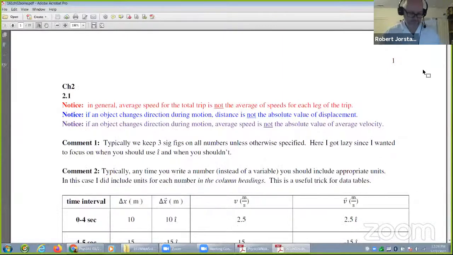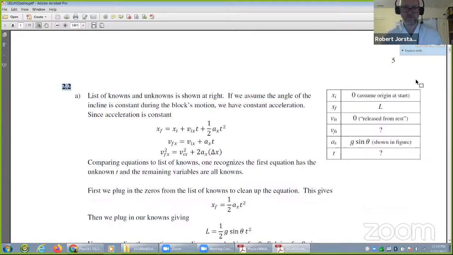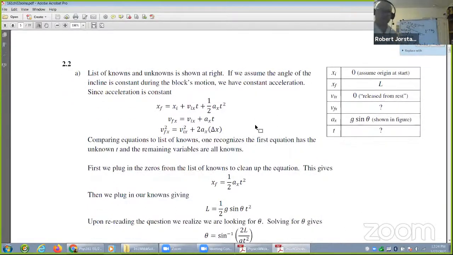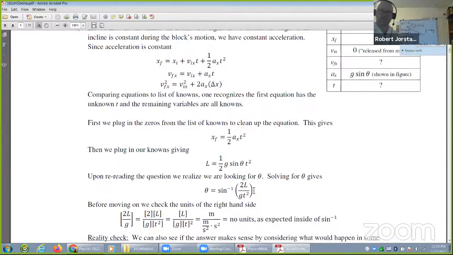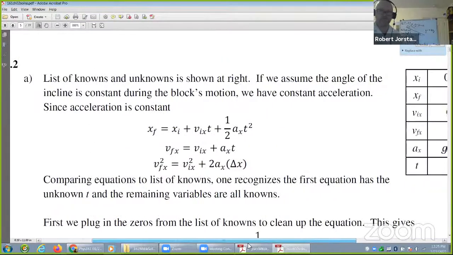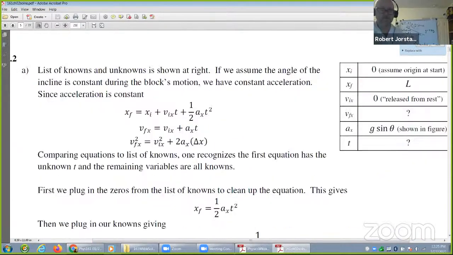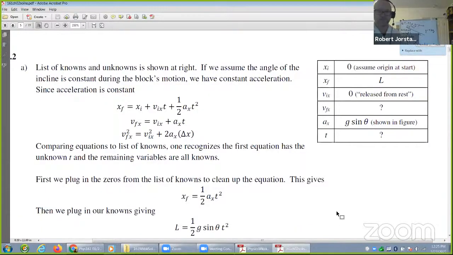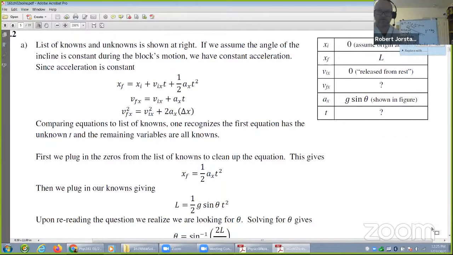Whoops. What was this, 2.2? So this is just kind of walking you through. There it is, right there. Make that a little bigger. Whoa. Let's make this 250. Make that 230. There we go. Sorry about that.